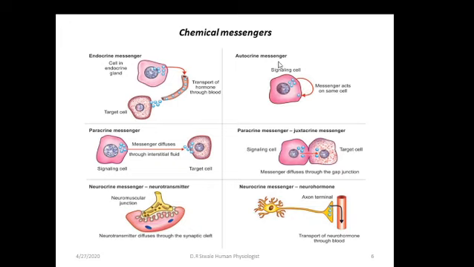This other one is called the autocrine messenger, whereby the signaling cell releases the signaling molecule which affects the same signaling cell. Okay, so we are able to see some of these, like histamines, leukotrienes, prostaglandins. Those are examples of local chemical messengers.